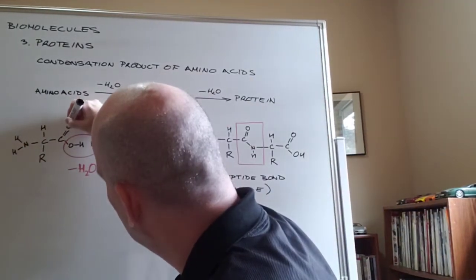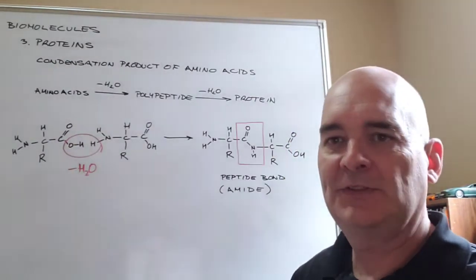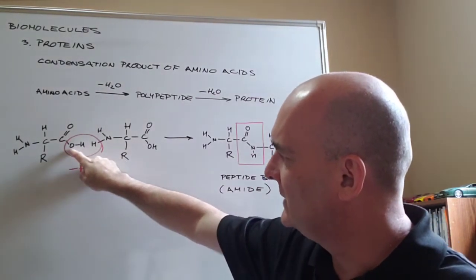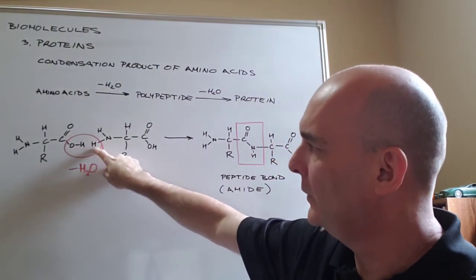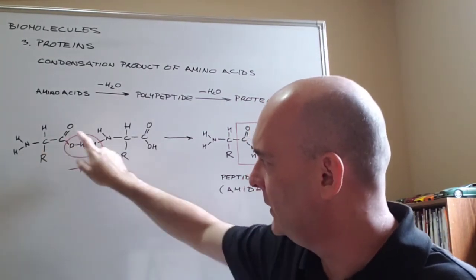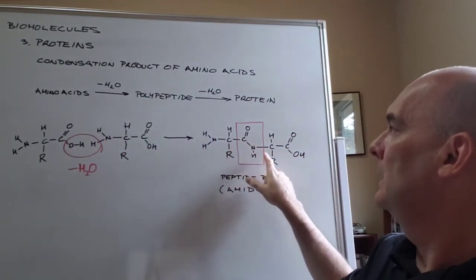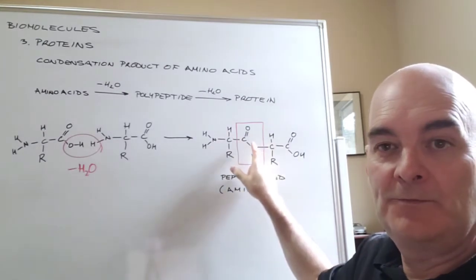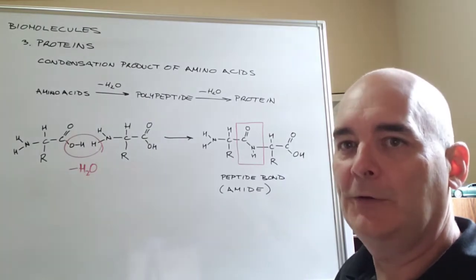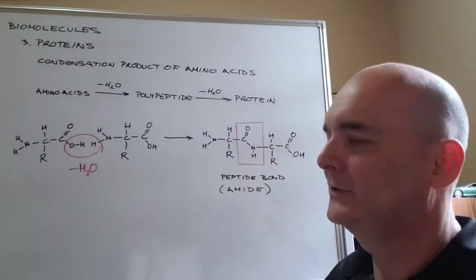I just erased the oxygen. If I take 2 amino acids and put them close to each other, I get the possibility of removing a molecule of water and therefore attaching the carbon in this molecule to the nitrogen in that molecule, making an amide. That amide in biochemistry terms is called a peptide bond. And this is how we turn individual amino acids into peptides.